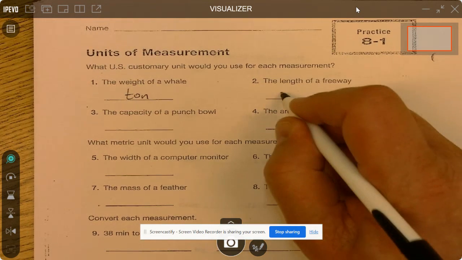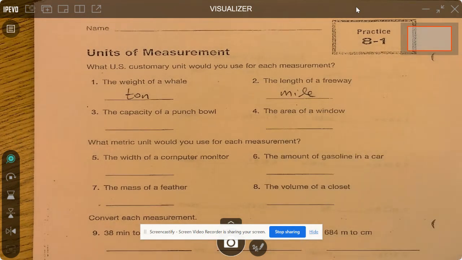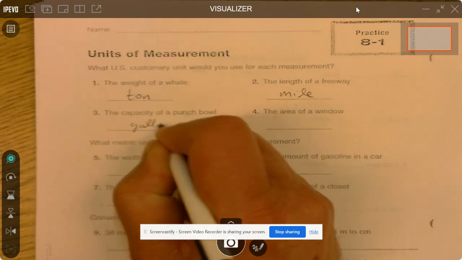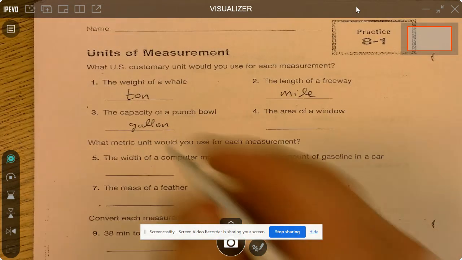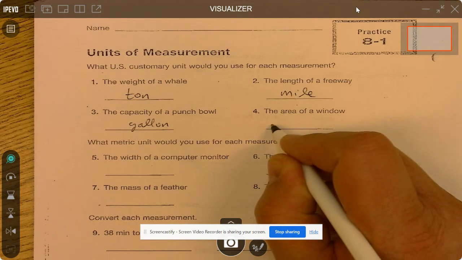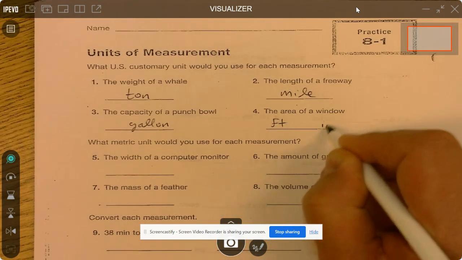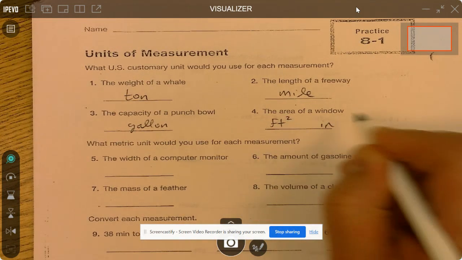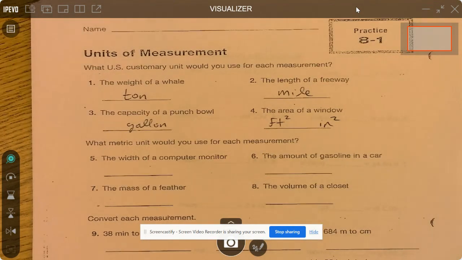If I was going to measure the length of a freeway, I would talk about it in miles. Notice I'm not doing any metric in this. If I was looking at a punch bowl where I was serving some punch or some sort of liquid at a party out of a big container, it would probably be a gallon or a couple gallon container. And a window would probably be in feet, although it could be in inches, depending on how big the window is. And because it's area, we want to do square feet or square inches.